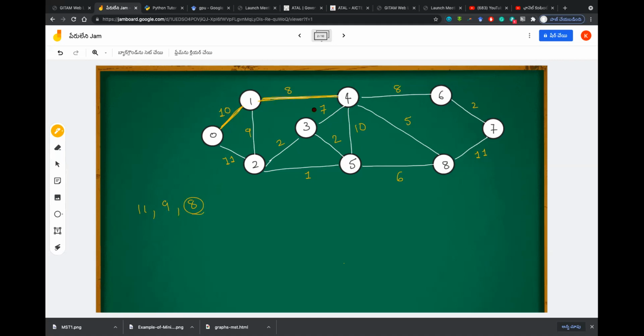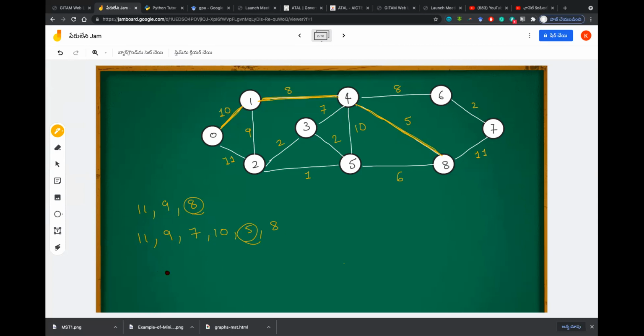Okay. From 4, we have at our disposal 11, the last ones, 9, and then 4, 7, 10, 5, 8. Which one should I go? 5. Okay, so 5. Right, so we got 5.